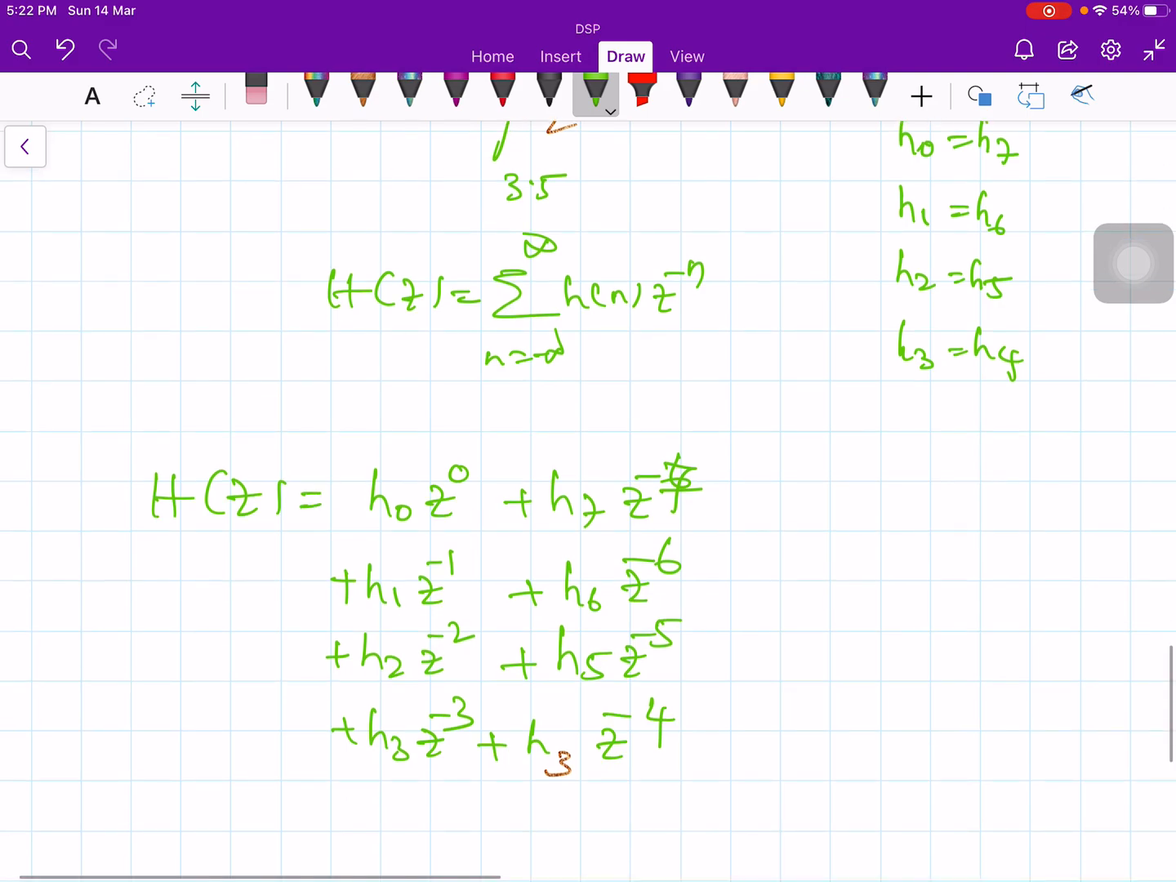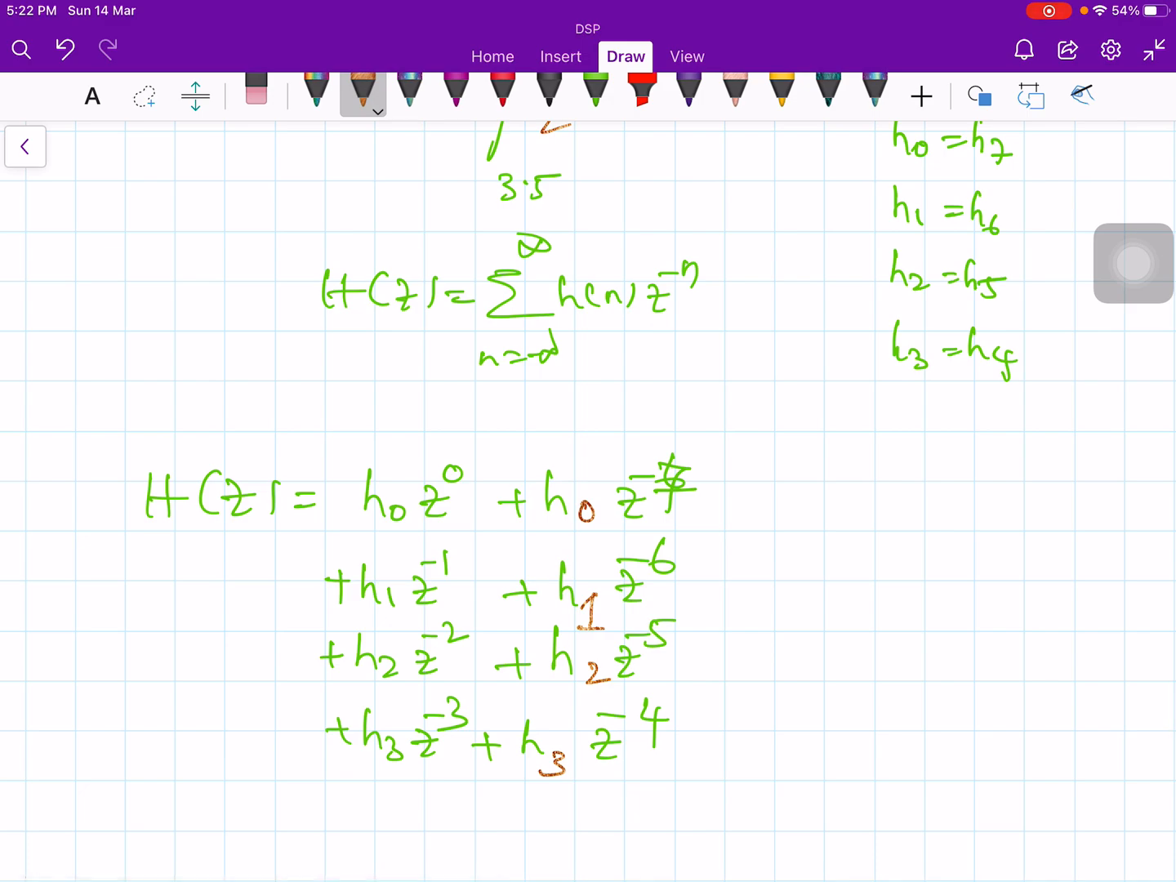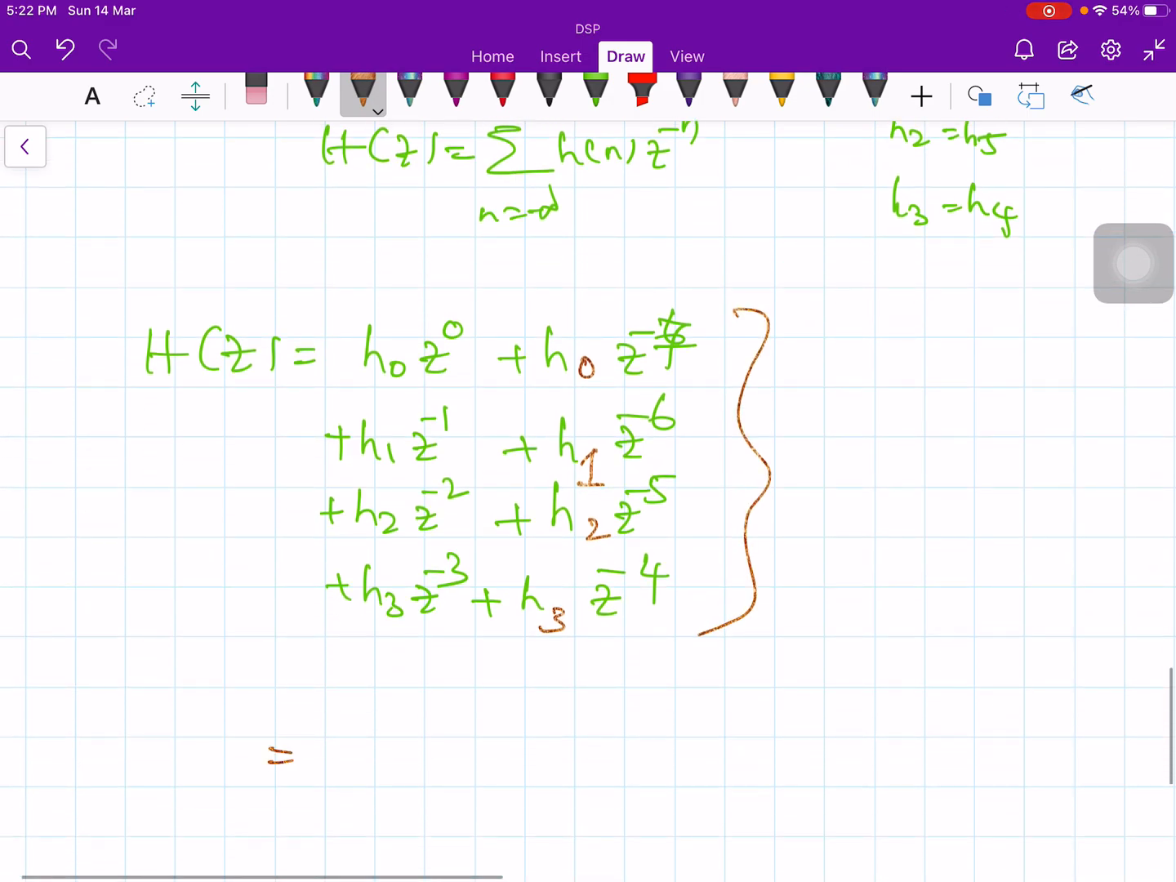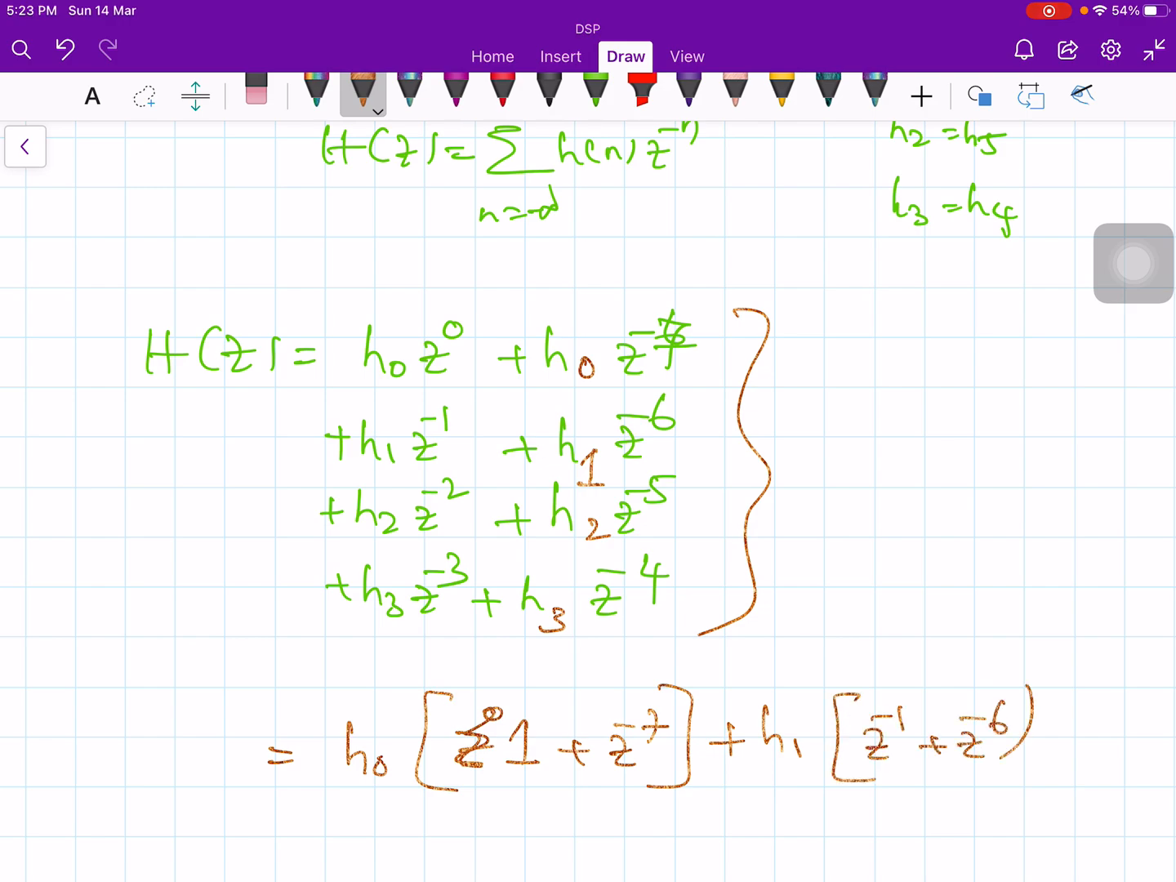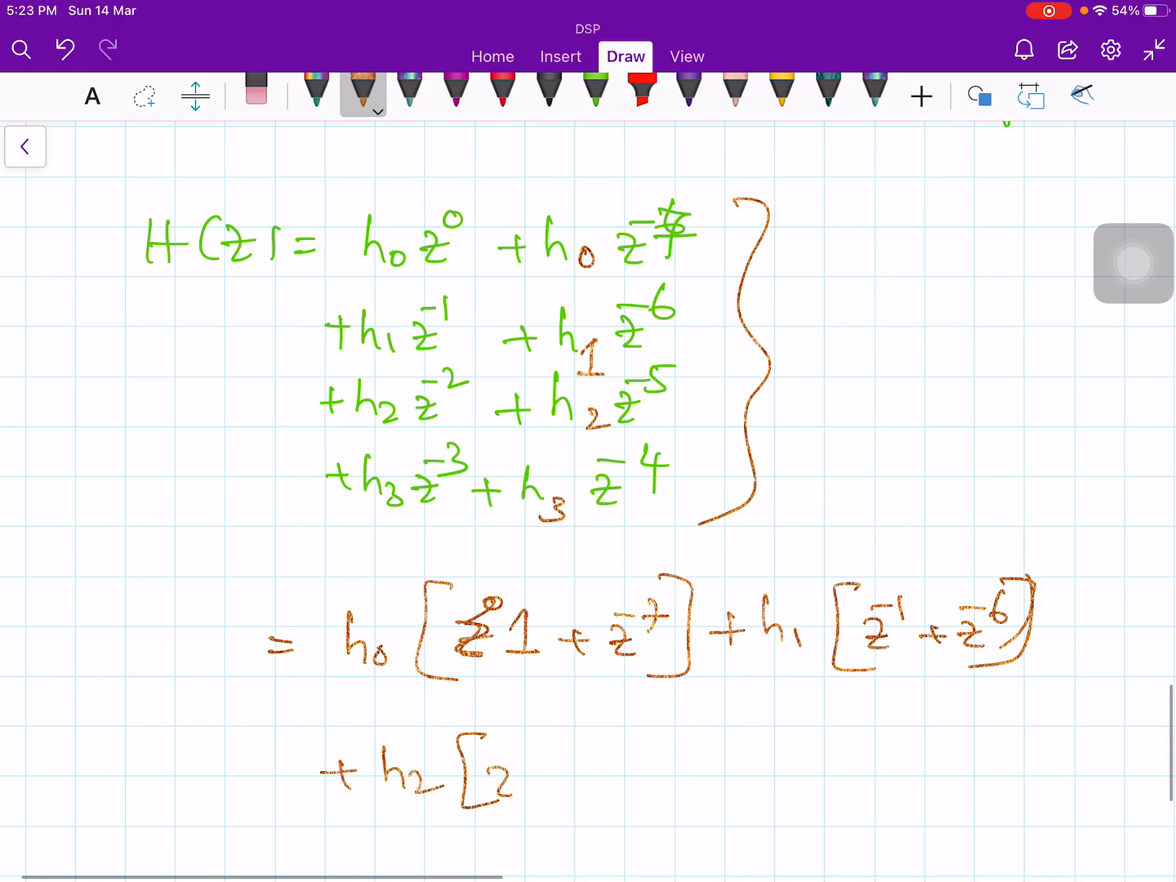Now as I said, h7 is the same as h0, so let me put h0 here, and then h6 is the same as h1, let me put h1 here, and then h5 is the same as h2, and then h4 is the same as h3. Now you can rearrange this, and take h0 commonly outside: h0 times 1 plus z to the minus 7, plus h1 times z to the minus 1 plus z to the minus 6, plus h2 times z to the minus 2 plus z to the minus 5, plus h3 times z to the minus 3 plus z to the minus 4.